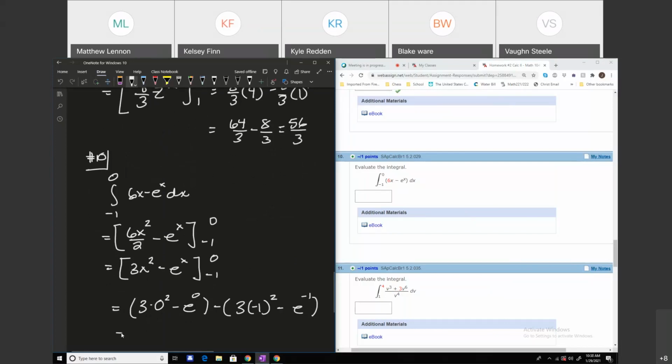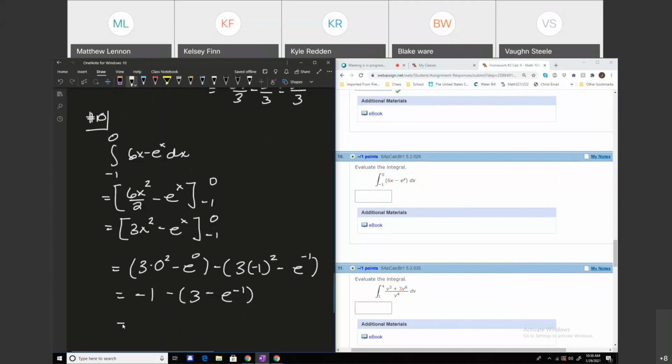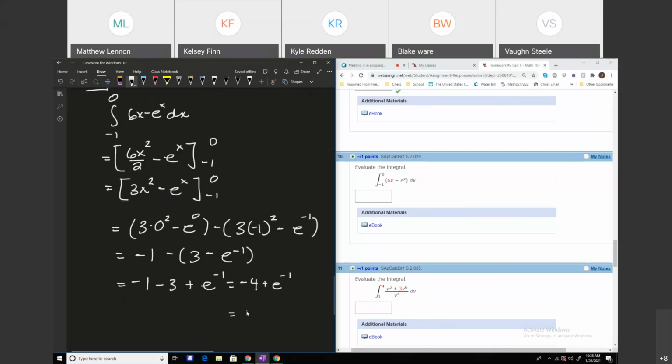Yeah, they're not letting you do decimal approximations, so we pretty much have to just simplify as much as we can. So e to the 0 is 1, so this will be -1 minus, and then we have 3 minus e to the -1. So we have -1 minus 3 plus e to the -1 when you distribute, which is -4 plus e to the -1. Or you could write it as a fraction, -4 plus 1 over e. Either way.